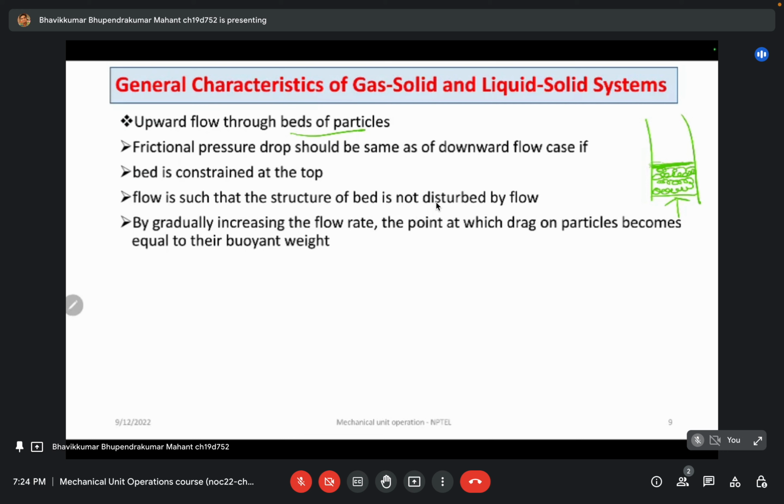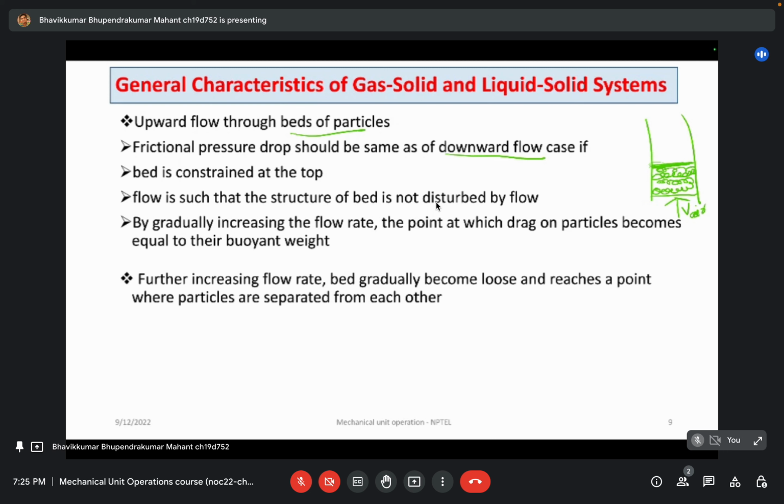So if the bed is constrained at the top. Okay, another thing is the flow is such that the structure of the bed is not disturbed by the flow, so it is the same as a downward flow if our bed structure is not disturbed. That means the velocity of air or any fluid is very slow. By gradually increasing the flow rate of the fluid, at the point at which the drag on the particles becomes equal to their buoyant weight, you can consider that fluidization will occur.